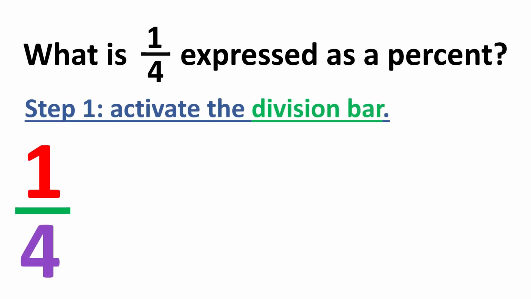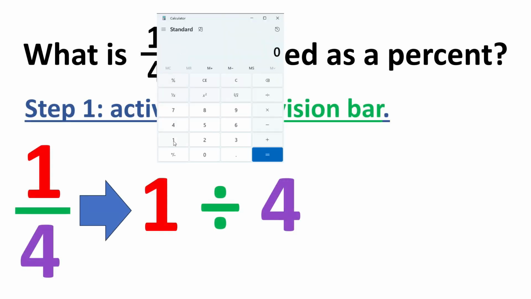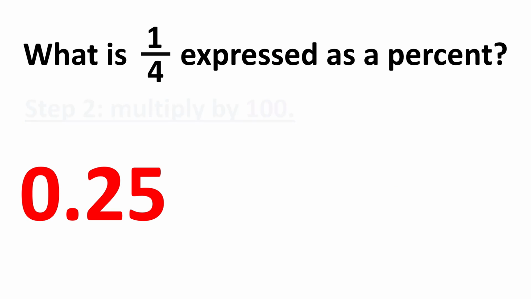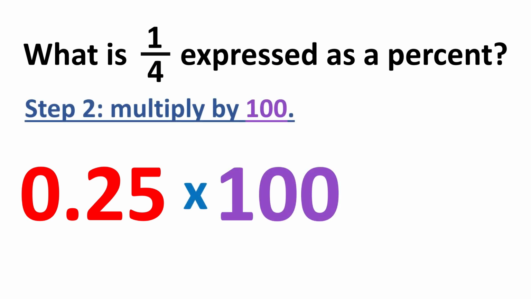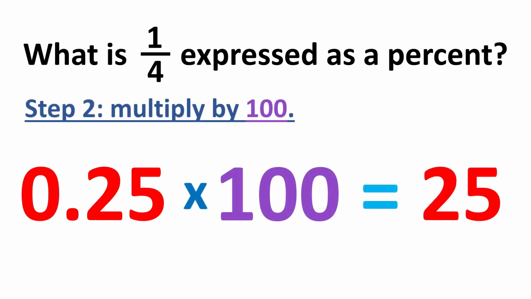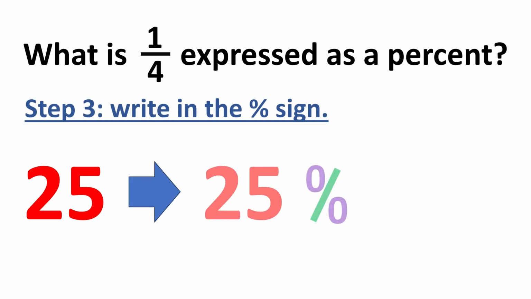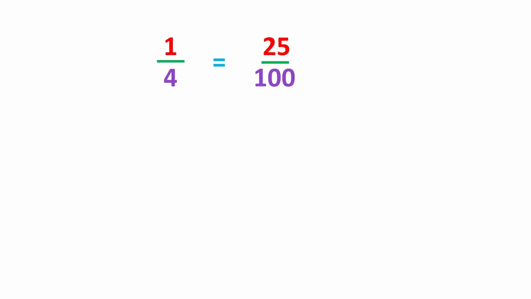Step 1 is to activate the division bar. We can then use a calculator to calculate 1 divided by 4, and we get 0.25. Step 2 is to multiply by 100. That gives us 25. Step 3 is to write in the percent sign. The answer is 25%. The fraction 1 over 4 equals the fraction 25 over 100, and both also equal 25%.